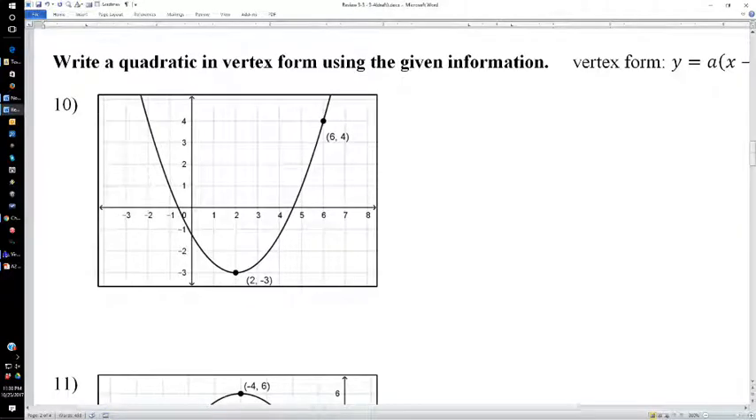Alright, number 10 and 11, probably 12 too. Do them all in one. Write a quadratic in vertex form using the given information. Okay, so remember vertex form is y equals a(x minus h) squared plus k.